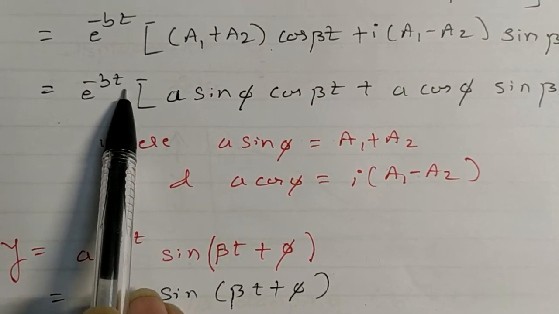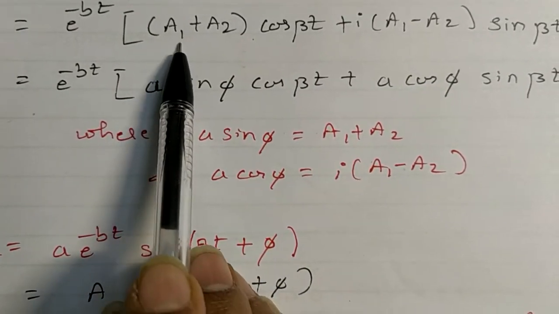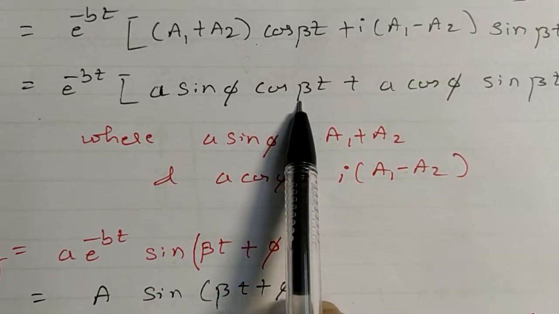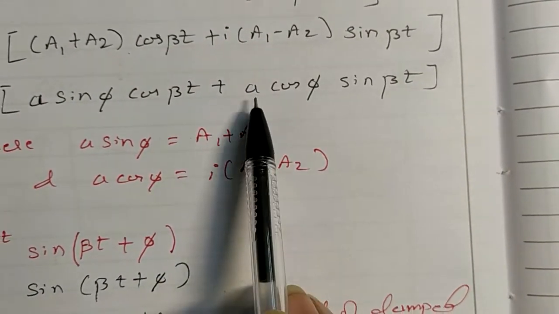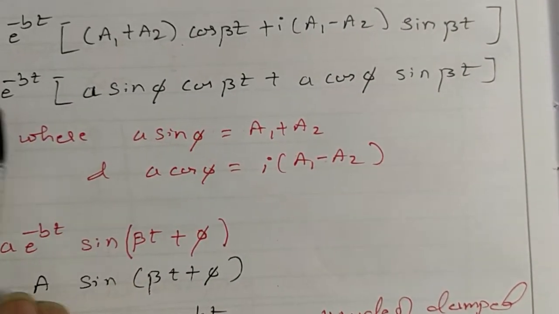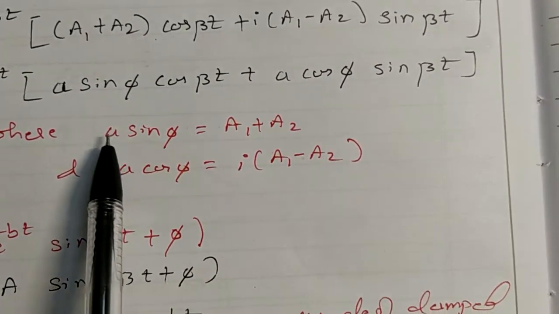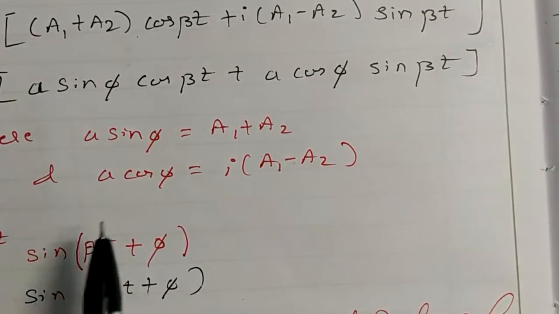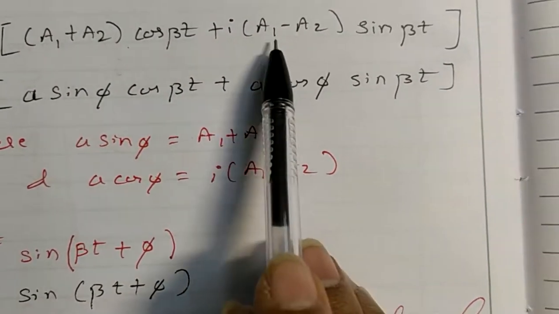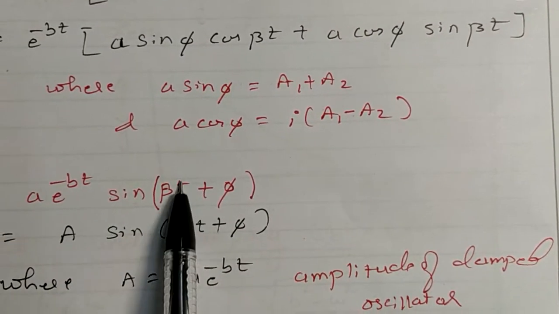e to the power of minus bt, as usual it is outside there, I will take a1 plus a2 as A sin phi. Why? I will tell. A sin phi cos beta t. And i(a1 minus a2), I will take it as A cos phi. Okay. In that case, this A will come outside. What remains there? sin A cos B plus cos A sin B. Okay. So the equation reduced to sin(A plus B) form there. So that was my job there. That's why I have taken a1 plus a2 as A sin phi and i(a1 minus a2) as A cos phi. So now the equation reduced to this form there.